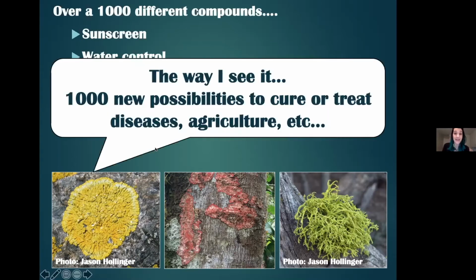But the way I see this is that there are so many new possibilities to cure or treat diseases, and for agriculture. For example, some of these lichen compounds are being utilized in cancer research, and they apply these lichen acids to see if the cancerous cells, even if they don't completely go away, don't grow as fast, and so forth. The results are very promising. That's very exciting, which makes our job as taxonomists and systematists, putting names onto lichens, very important, because not all lichens have the same compounds.